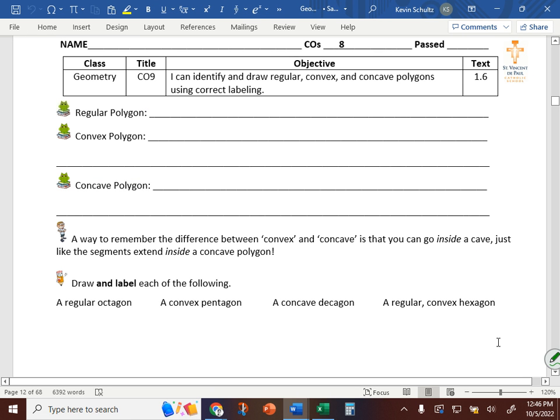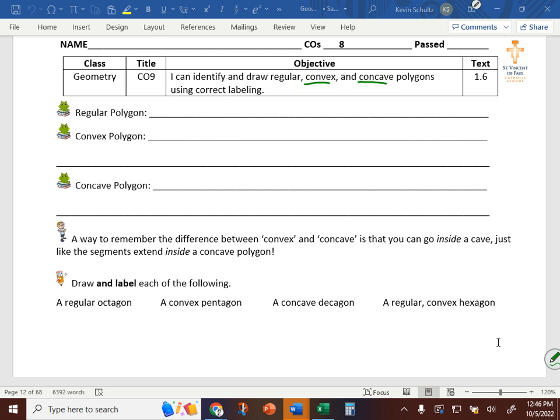We are continuing talking about polygons with CO9. And our job today is to identify and draw regular, convex, and concave polygons. I know that you've come across the words convex and concave in science before. Now we're going to apply those words to polygons in mathematics. So I only want your hand up right now if you can define for me a regular polygon. If your hand is up for any other reason, put it down for now.